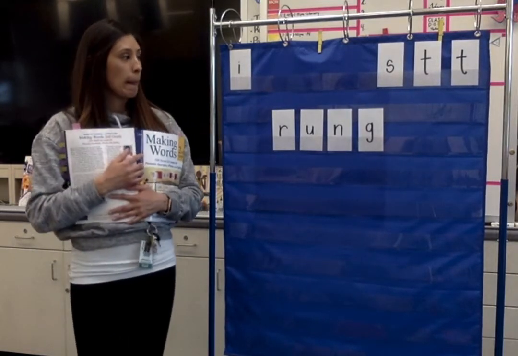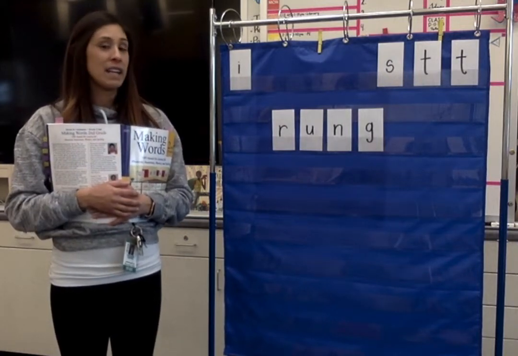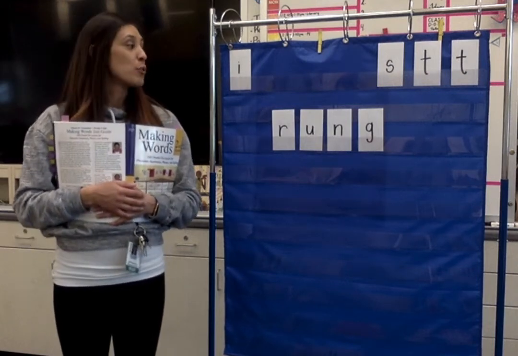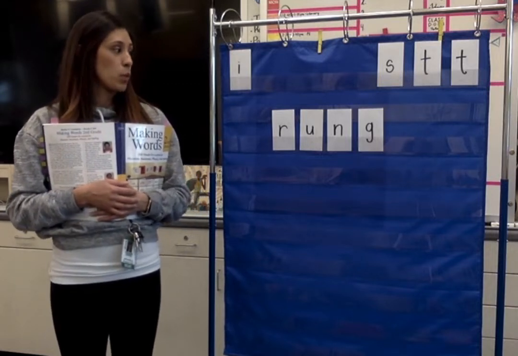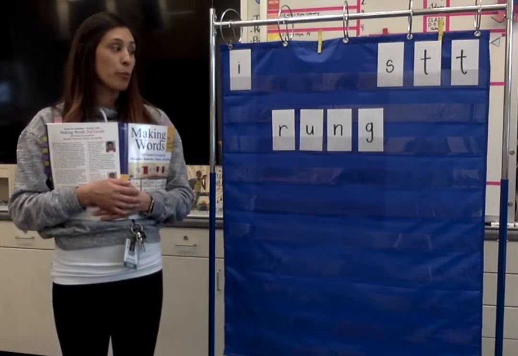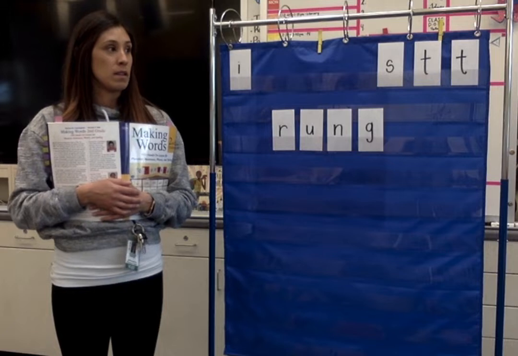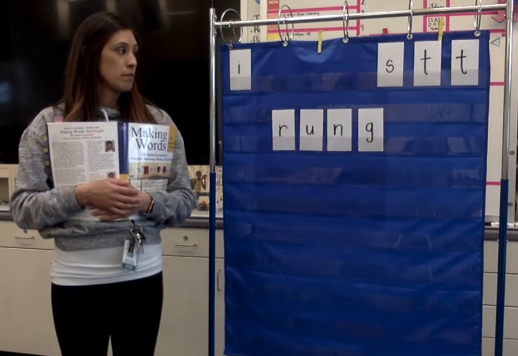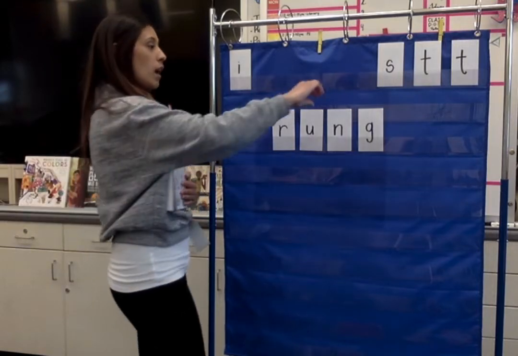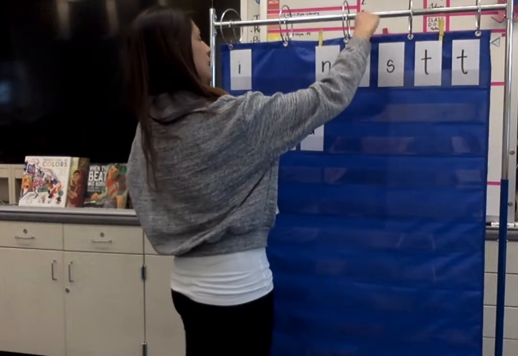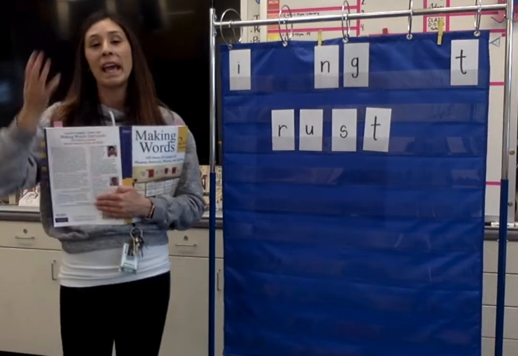All right. We are now going to add, well actually we're going to trade out the ending in wrung to make the new word rust, rust. So which letters need to get replaced at the end of wrung to turn wrung into rust, rust. Okay, boys and girls, how do we spell the word rust? R-U-S-T. That was your voices in my head.